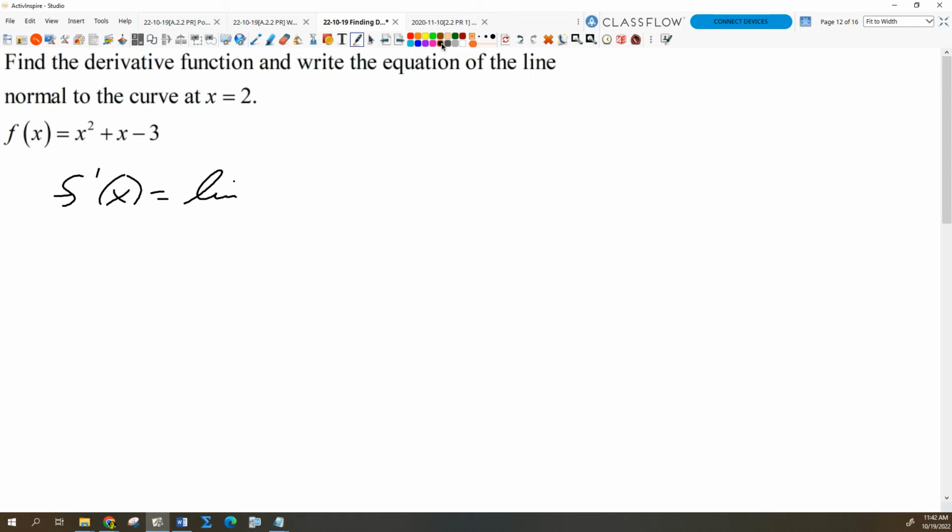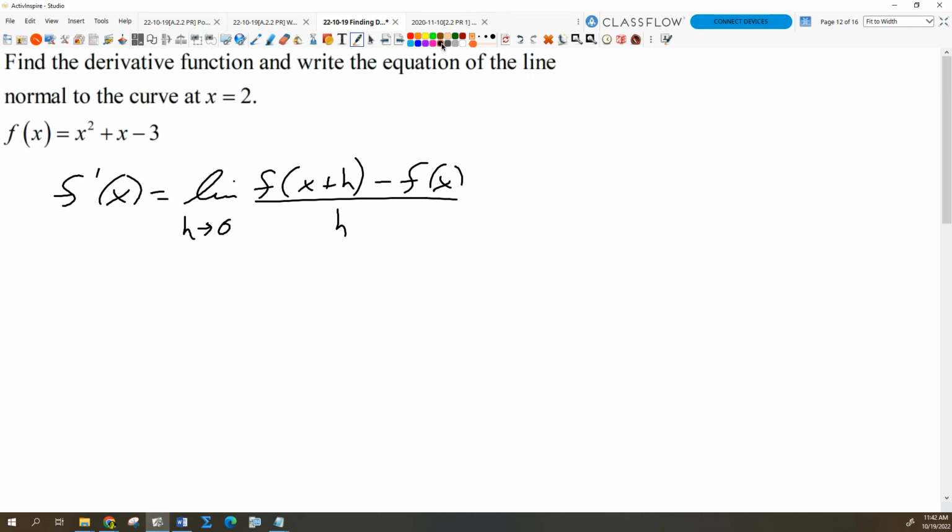What's the definition of a derivative again? Limit of f of x plus h minus f of x, good, over h as h approaches 0, good. Okay, so that's our starting place every time.